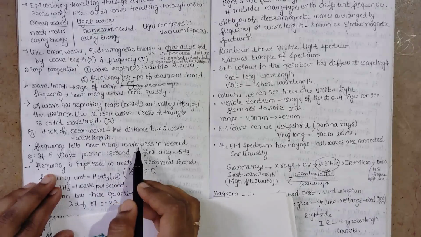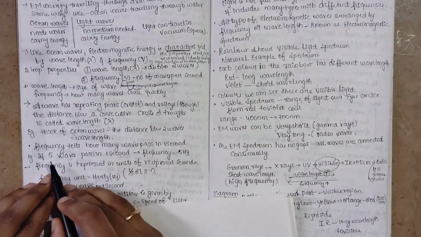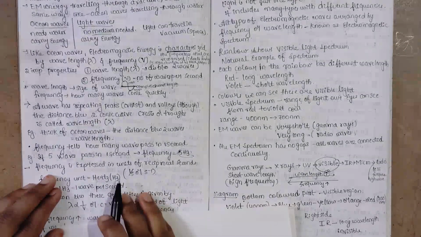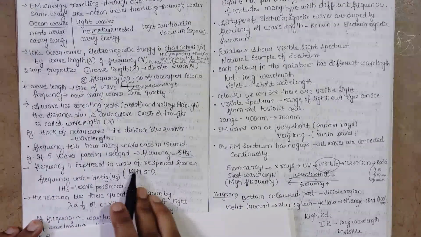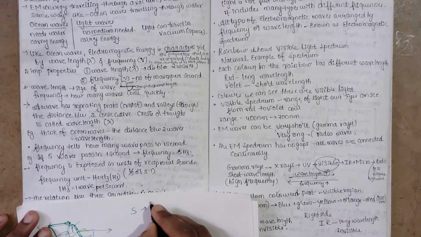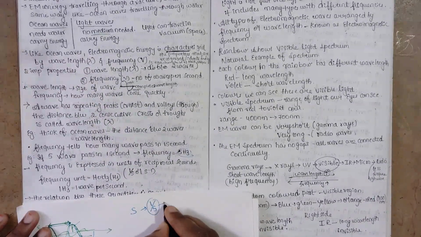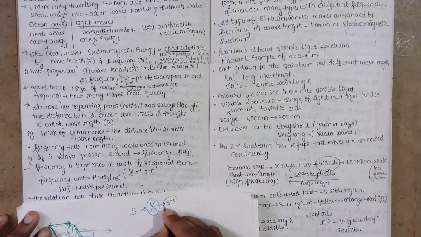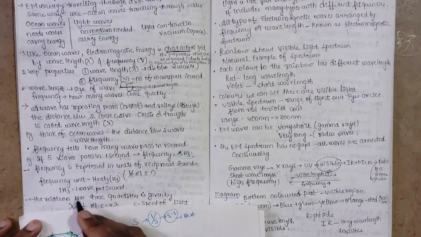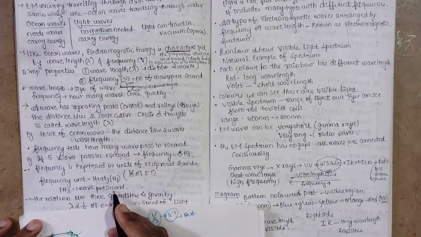Frequency tells us how many waves pass in 1 second. Suppose 5 waves pass in 1 second, the frequency will be 5 Hz. The frequency is expressed in units of reciprocal seconds. Reciprocal second means 1 by s, represented as s minus 1. This is called Hz. Okay, frequency unit is Hz. 1 Hz is one wave per second.